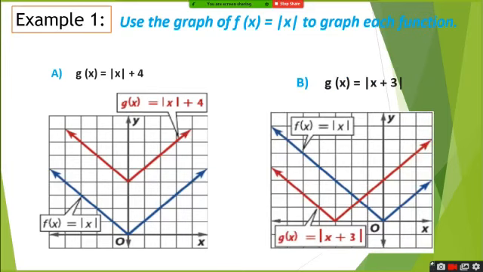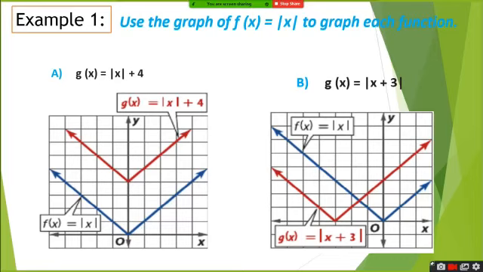As shown in example A, the function is of the form g of x equals f of x plus 4. So, the graph of g of x is the graph of f of x equals the absolute value of x translated 4 units up, as shown in the graph.